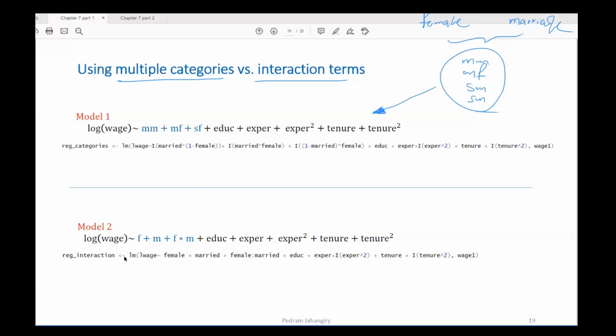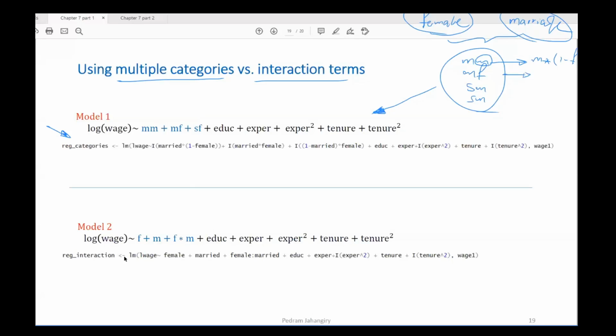Okay, how can we do it in R? The variables that I have in the model are female and married. If I want to construct married male, do I have married? Yes, I have. But male, do I have male? No. So I have to construct male synthetically. What is male? 1 minus female.